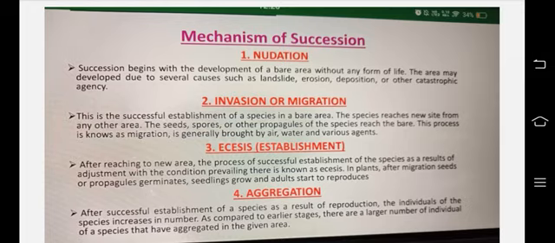Then invasion or migration. This is the successful establishment of a species in a bare area. The species reaches the new site from another area. The seeds, spores, or other propagules of the species reach the bare area. This process is known as migration. It is generally brought by air, water, and various agents.